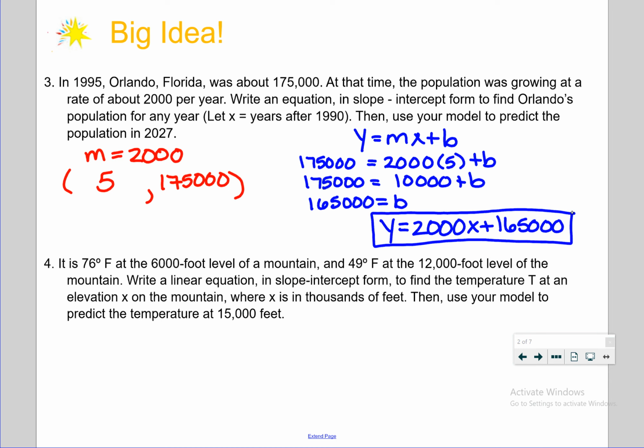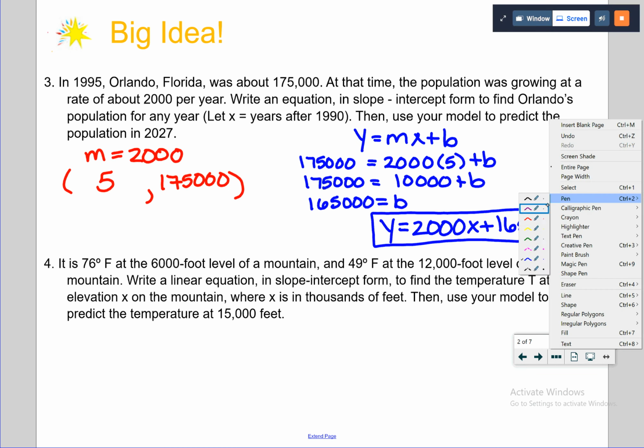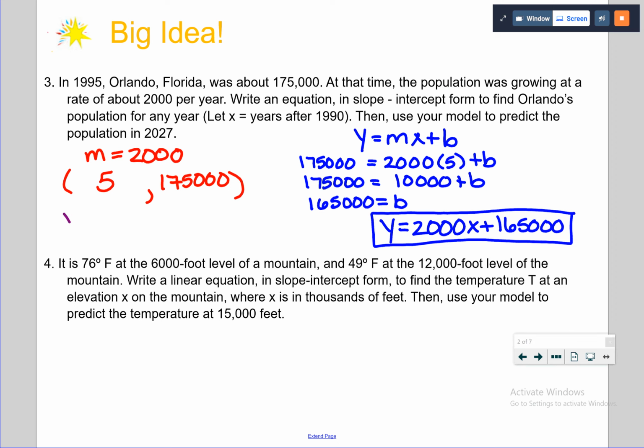We are not going to plug in 2027 for X. What are we going to plug in for X? What do you think? 37, because again, X is years after 1990, and 2027 is 37 years after 1990. You can always subtract those two. So we're just going to plug in 37, and you're going to need a calculator for that, likely.